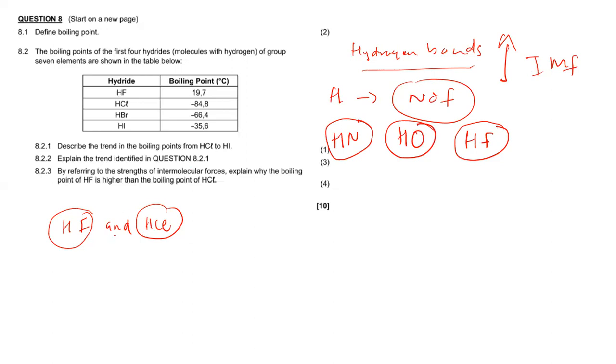So we can see that here we have the hydrogen and Cl. Here we have the hydrogen and fluorine. Fluorine is the one that will experience the hydrogen bond. So that means HF has the strongest intermolecular force compared to HCl. Because you can see that HCl will have what type of intermolecular force? Dipole-dipole force. Okay, so that means by referring to the strength of intermolecular force, explain why the boiling point of HF is higher than the boiling point of HCl.